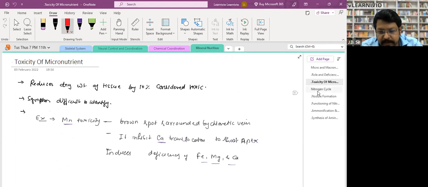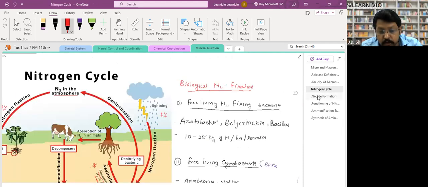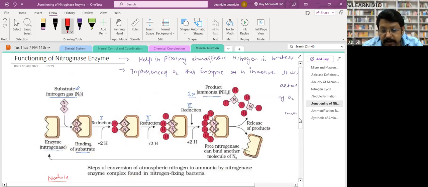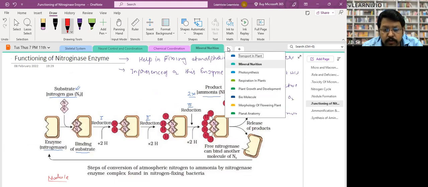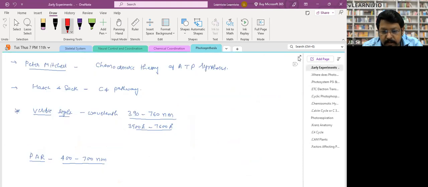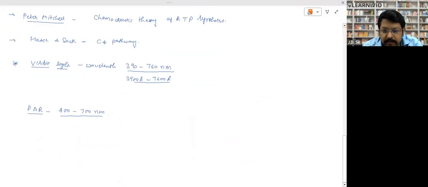Toxicity, I told you, is very important. Nitrogen cycle is okay. Nodule formation is very important, and this part is very, very important. The rest of the parts are okay. Now the next chapter which we are going to study is photosynthesis.